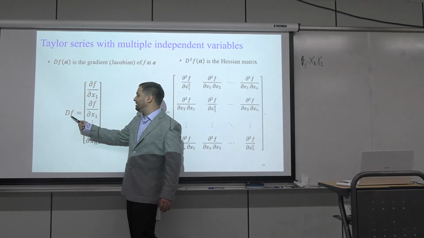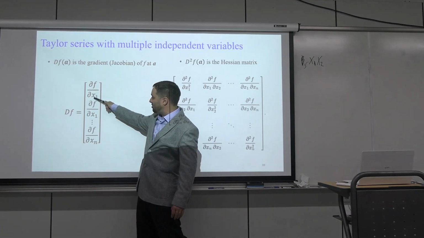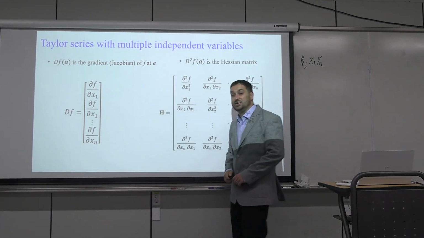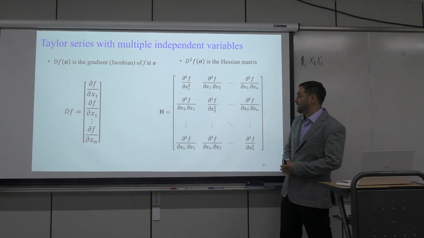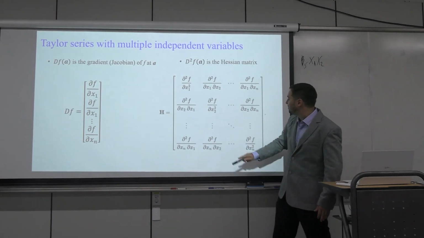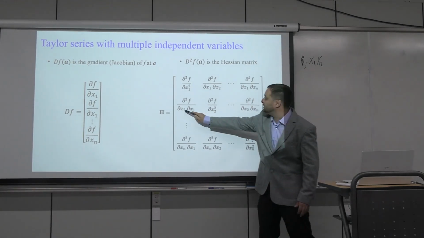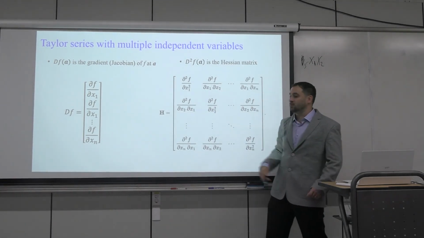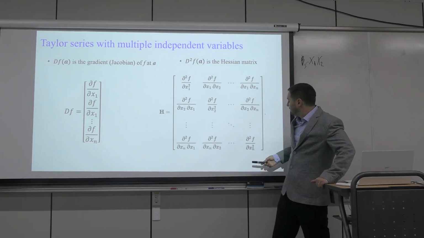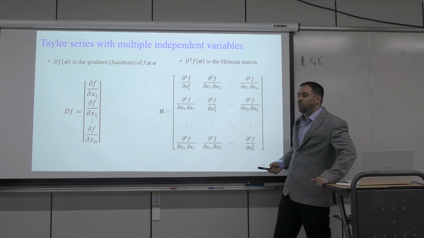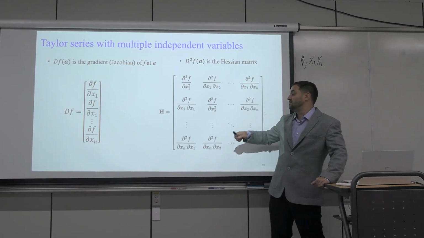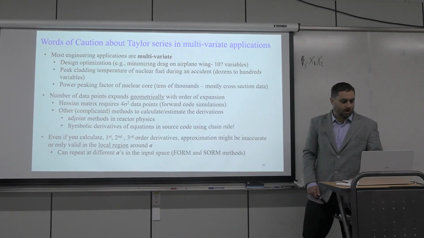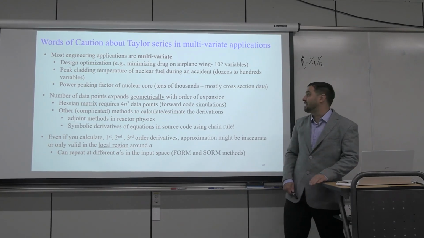So the gradient of f is a vector of the partial derivatives with respect to each input dimension. And then this is the Hessian matrix, which is a symmetric matrix, so the off-diagonal elements are identical. And so in FORM and SORM, the first order reliability method and second order reliability method, the second order method uses the Hessian matrix.